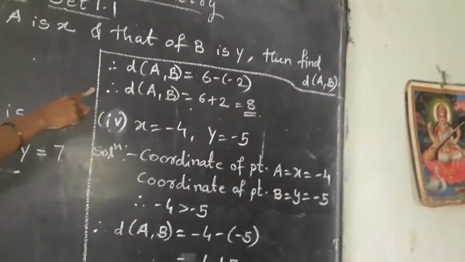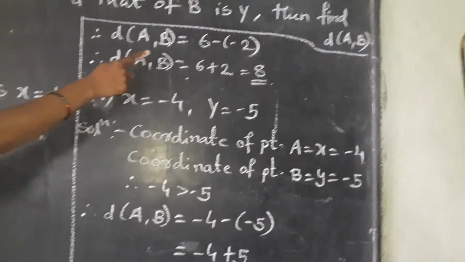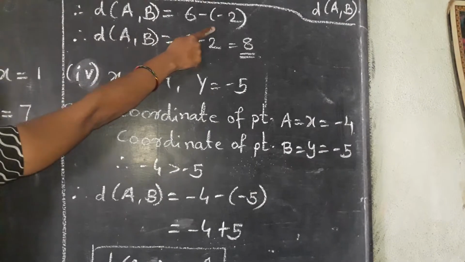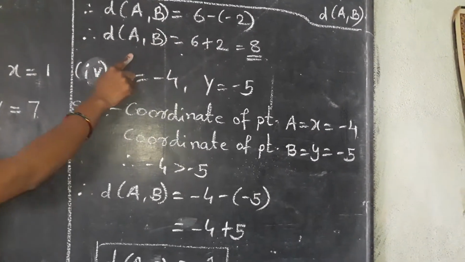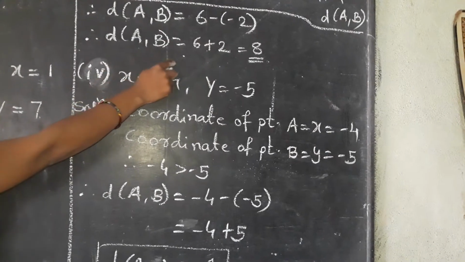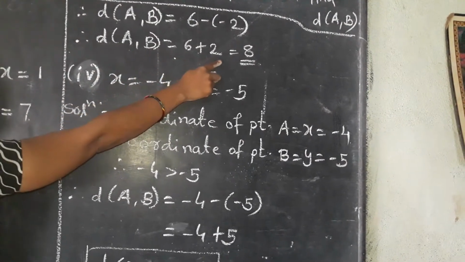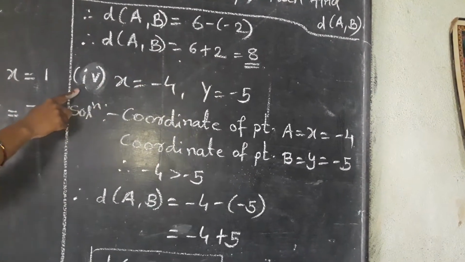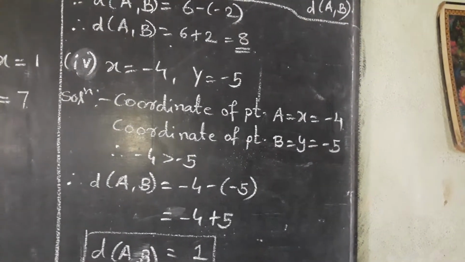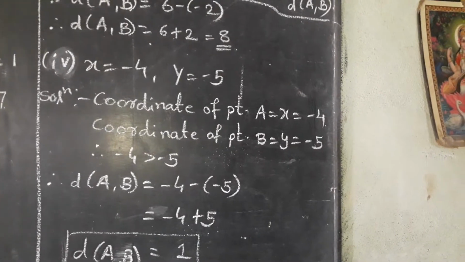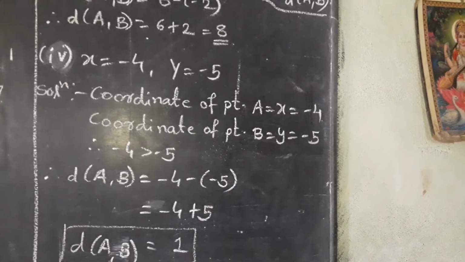So our formula is distance of AB is equal to 6 minus of minus 2. Minus into minus it will become plus. Therefore distance of AB is equal to 6 plus 2, which is equal to 8. Next, similarly solve the question example number 3. Now I am going to solve you example number 4.